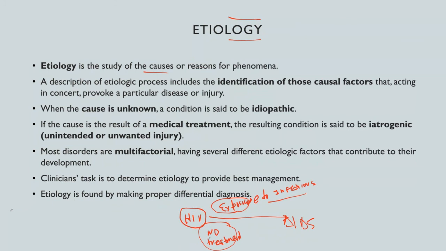Okay, sometimes we don't know anything. In that case, we call the disease idiopathic. One day we will know. Okay, sometimes diseases result from medical intervention, and in that case, we call it iatrogenic. It's unintended. We shouldn't confuse it with medical negligence. Okay, this is unwanted, unintended. Okay, many of these are multifactorial.